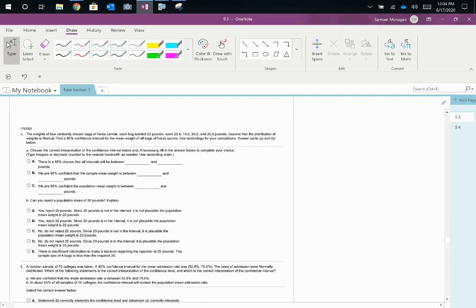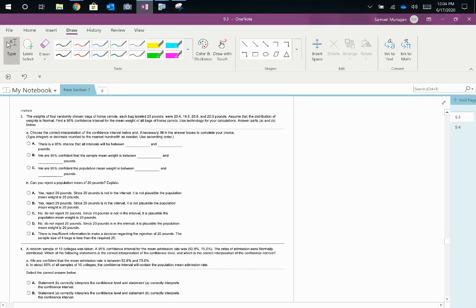Question 3. The weights of 4 randomly chosen bags of horse carrots, each bag labeled 20 pounds, were 20.4, 19.5, 20.8, and 20 pounds. So we're going to be expected to calculate here. Your choice whether you want to use your calculator or StatCrunch. I'm going to go ahead and use StatCrunch. Maybe I can do both, yeah? Just this time I'm going to do both and check them.